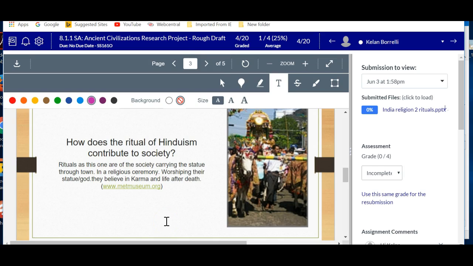I think on this one you want to do a little bit more research and find out what this ceremony is specifically called. What is the name of it? And on this one, I want to encourage you to also look up what karma is and how carrying the statue through town helps them with karma and life after death. Okay?